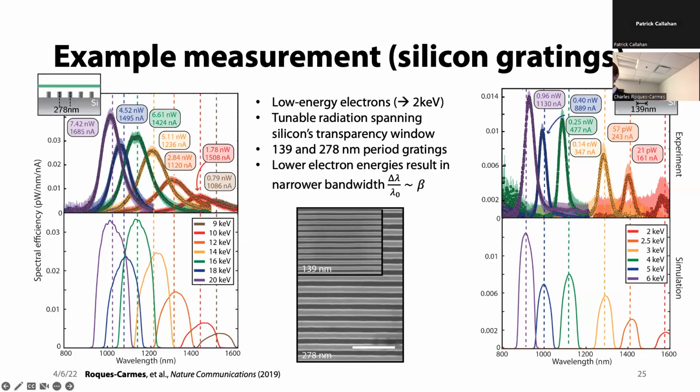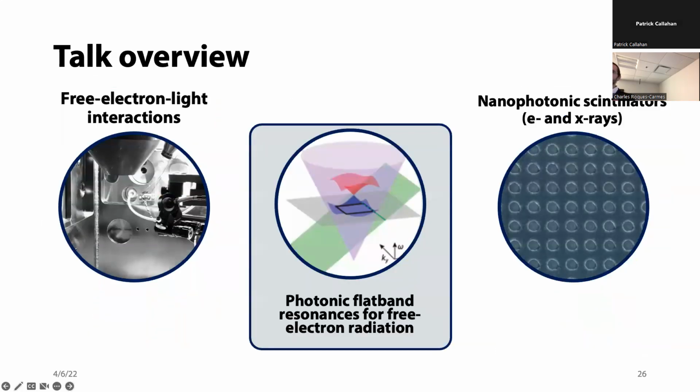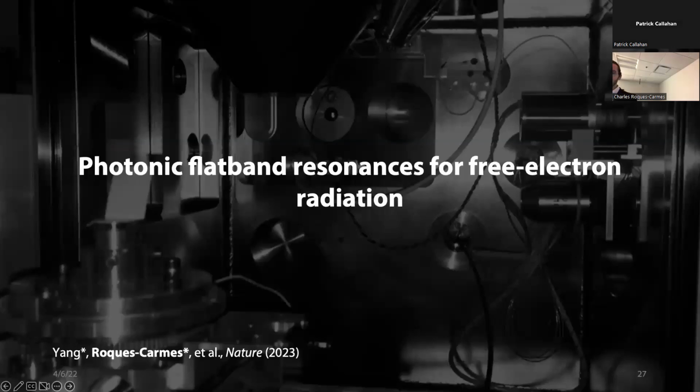This process is actually pretty inefficient. And one of the first things we wanted to do is use nanophotonics to make this potentially more efficient. And so I will talk about a project where we use nanophotonic engineering of the band structure directly, and especially we use flat bands in order to enhance the coupling between the electron and photonic modes, resulting in greater radiation. So the results are in this paper.